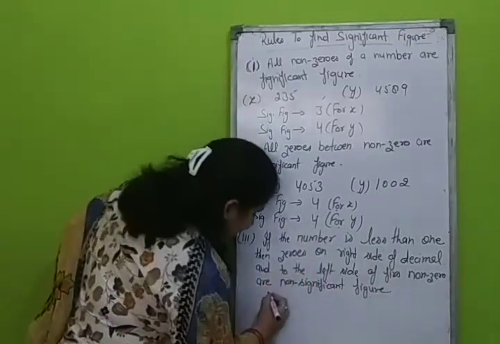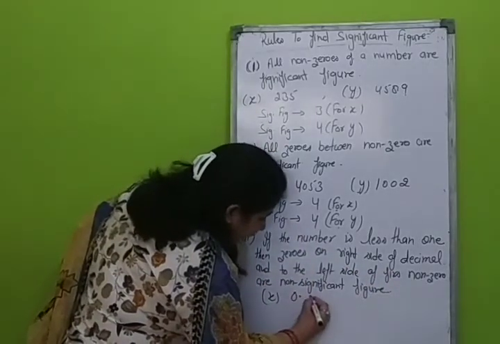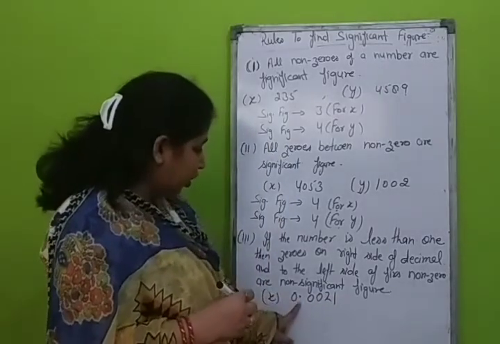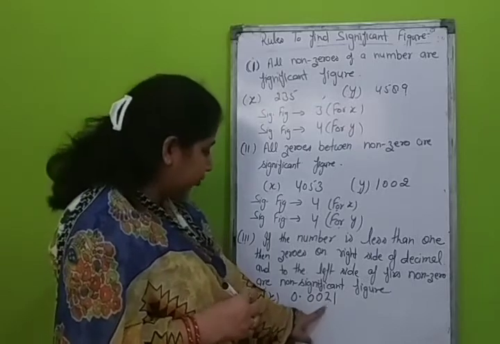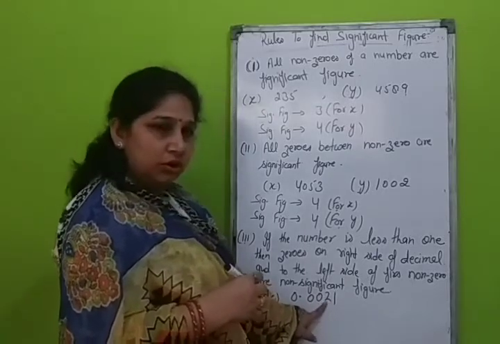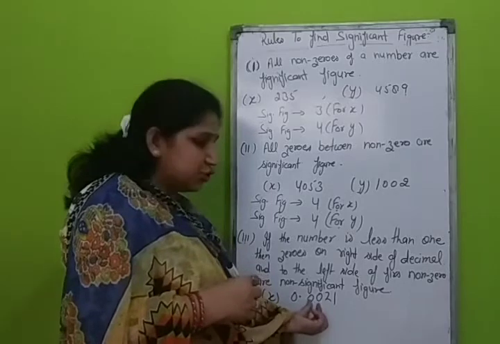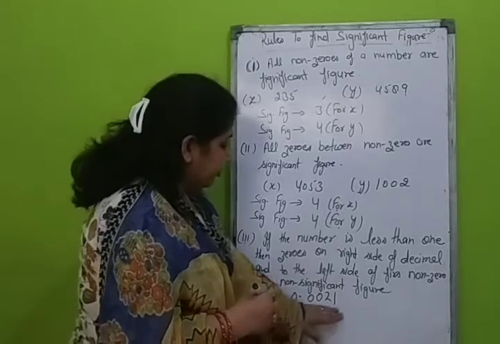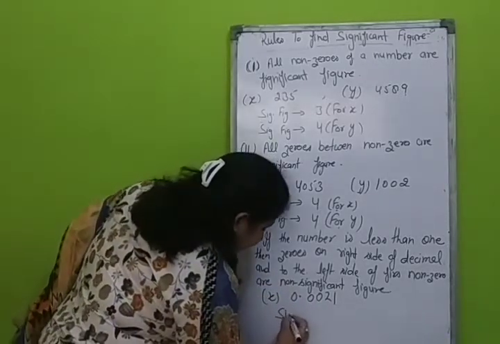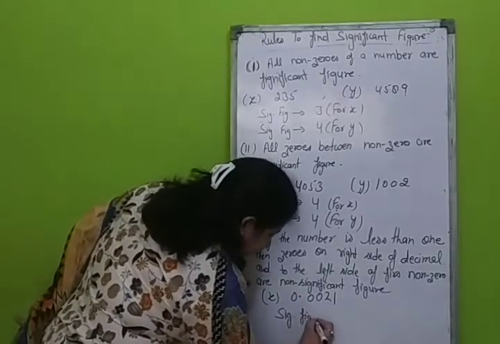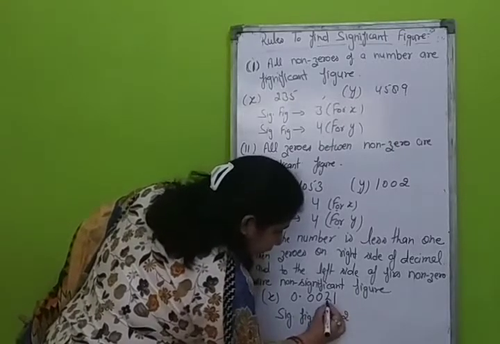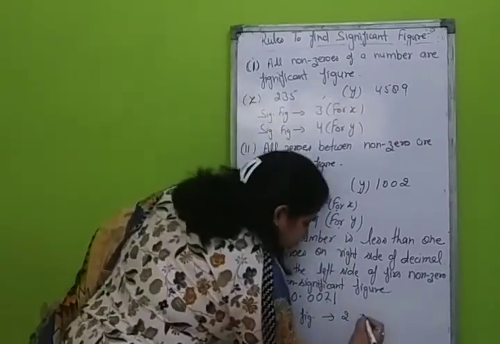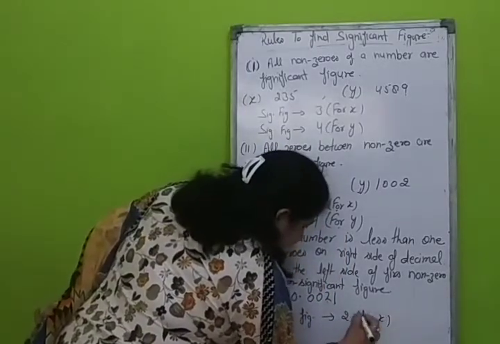Suppose we have a number x 0.0021. The zeros to the right of the decimal and to the left of the first non-zero digit, these two zeros, are considered non-significant. Here the significant figures are only two: this one and this one, 1, 2. We have two significant figures only for the number x.